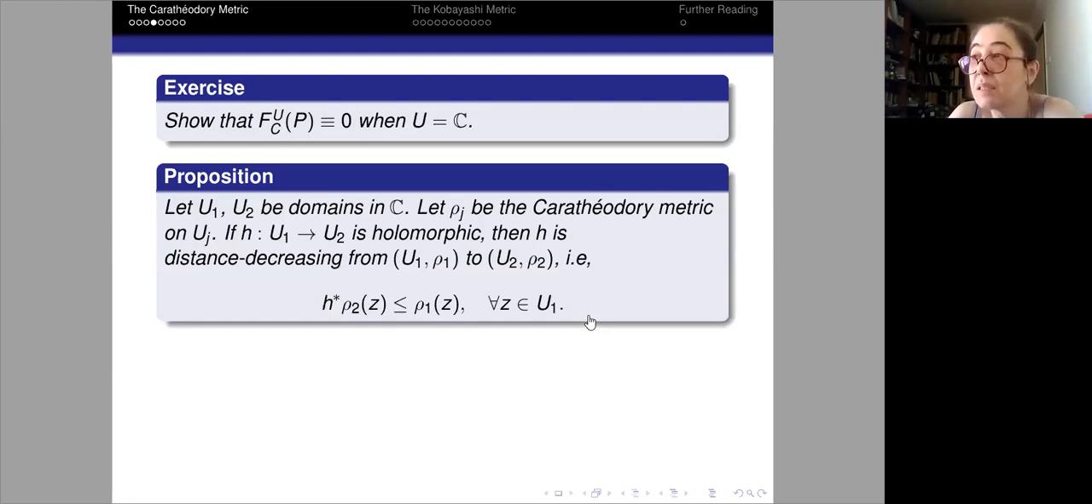Let us derive the geometric properties of this metric as we did with the Poincaré metric and the spherical metric and all the others. We take two domains in the complex plane. We say that rho 1 is the Carathéodory metric on U1 and rho 2 is the Carathéodory metric on U2. If we take a holomorphic function h from U1 to U2, then h is distance decreasing from U1 with rho 1 to U2 with rho 2, from the first space to the second space. That means this inequality is true: h star rho 2 at z is less than or equal to rho 1 at z.